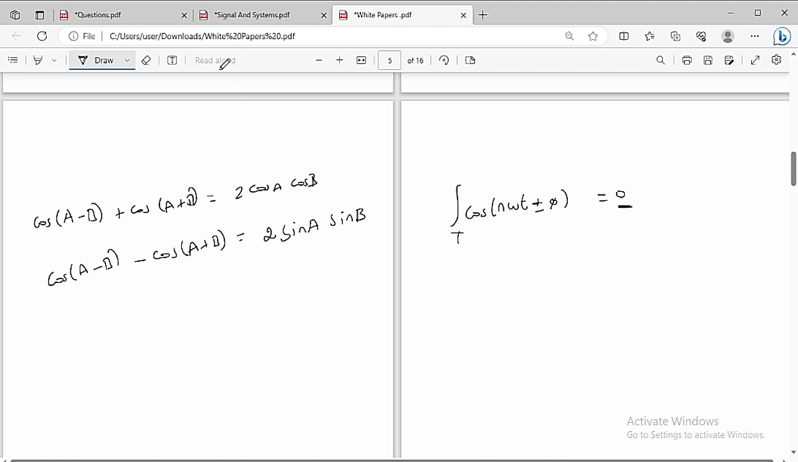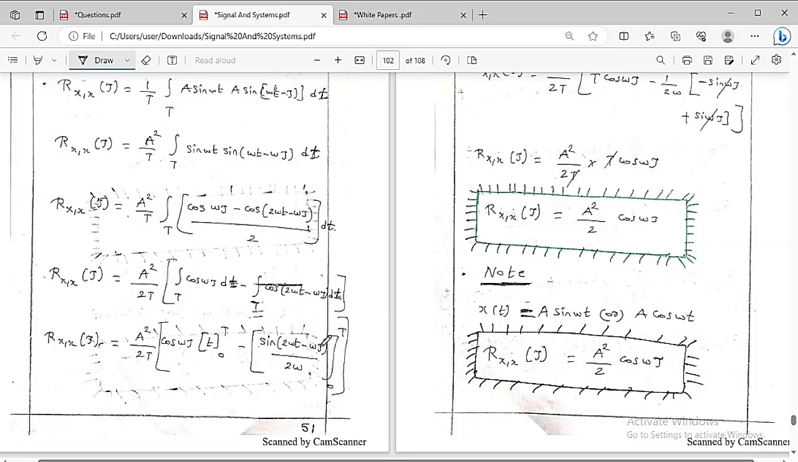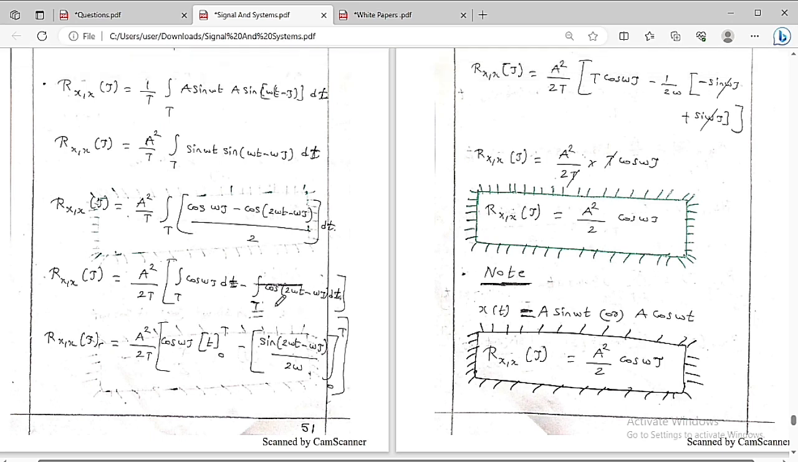But let me prove it for you. You can see clearly that the derivative of sin is cos, so the integration of cos is nothing but sin. So sin of 2 omega t minus omega tau divided by, as we are integrating with respect to t and tau is a fixed value, 2 omega. With the limits from small t equal to 0 to small t equal to capital T.